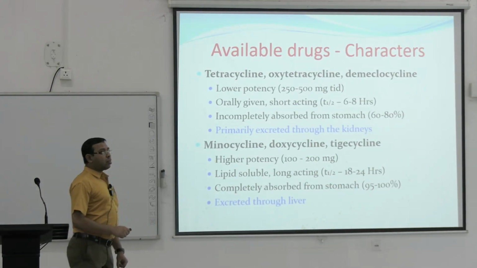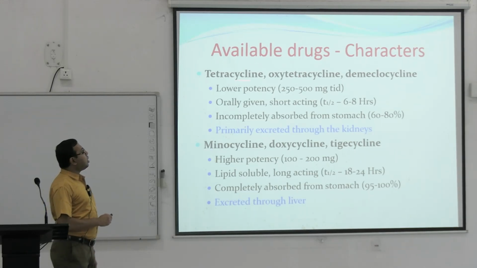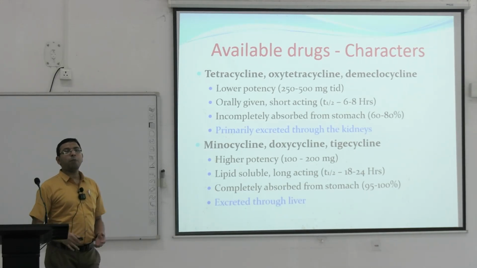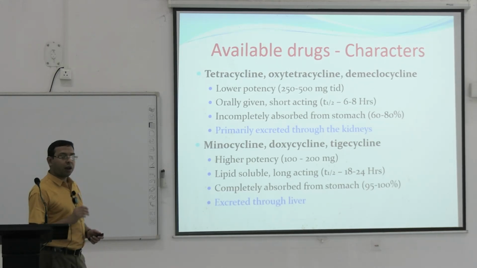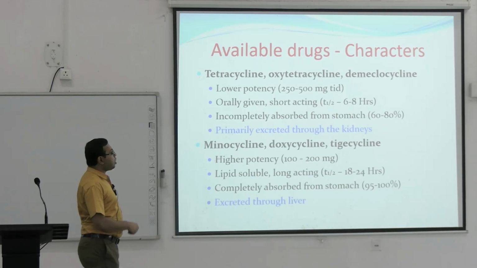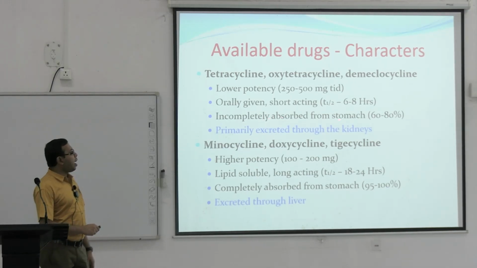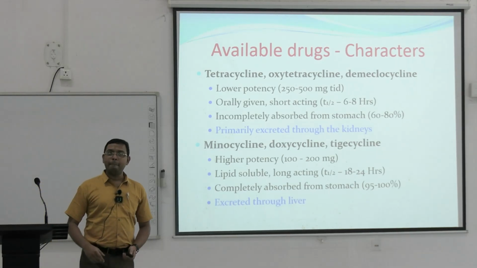So the available drugs: tetracycline, oxytetracycline and demeclocycline are the older ones of lower potency, and 250 to 500 milligrams thrice daily dosing is usually needed. Orally acting, partially excreted through the kidney.